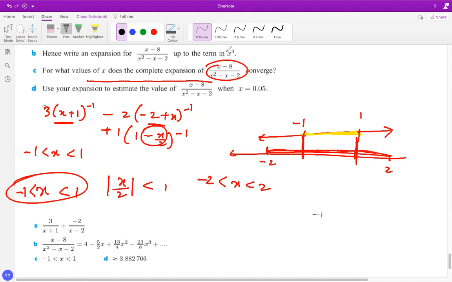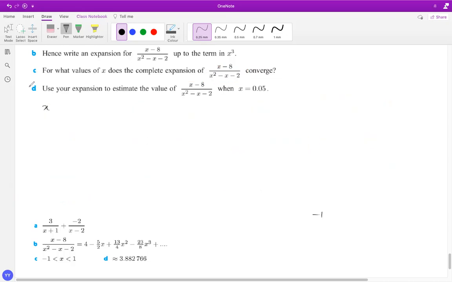So if there are 3 terms, let's say there are 3 series like this, this, and some more, you're going to look at where the third series converges. And if that is, for example, between minus half and half, then all 3 of them will be converging between that point only. So you always look at the intersection of the domains.